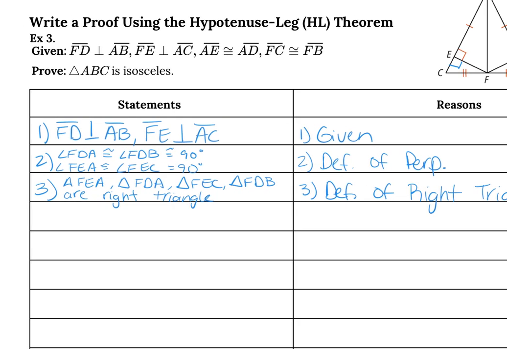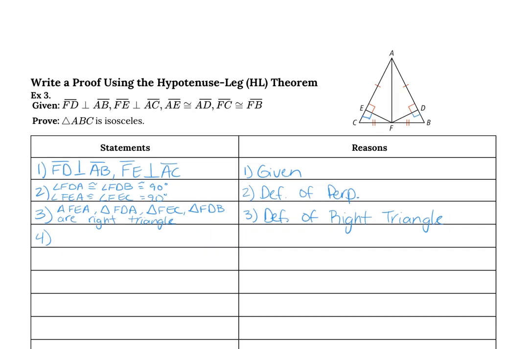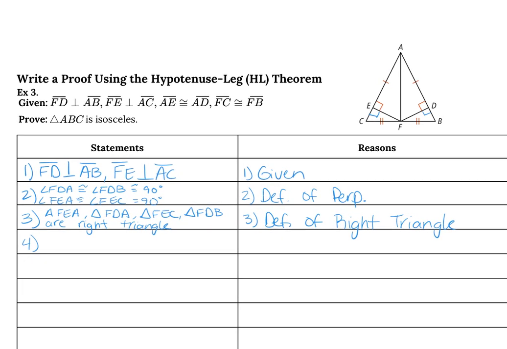Okay, number 4. Is another given, and we were given that AC is congruent to AD, and that is given. 5, we know that AF is congruent to AF through reflexive. Okay, so this is congruent.